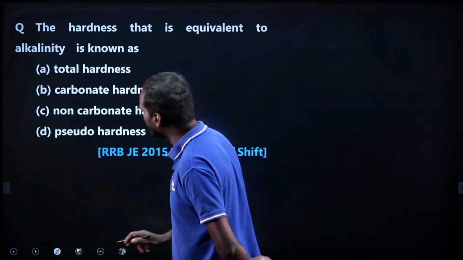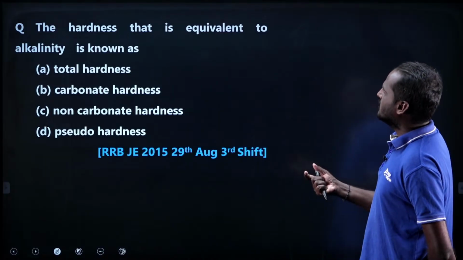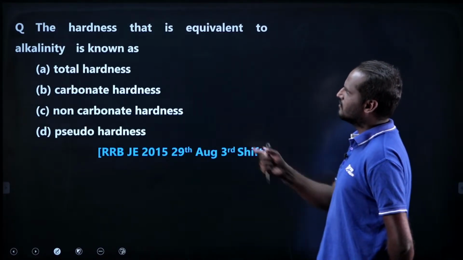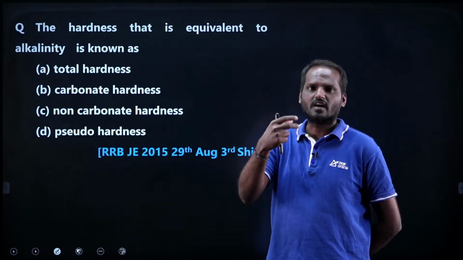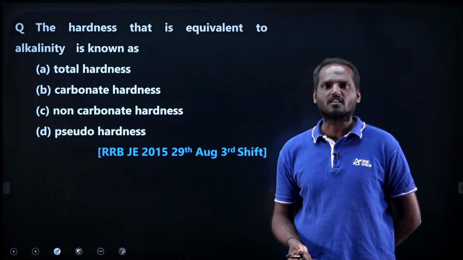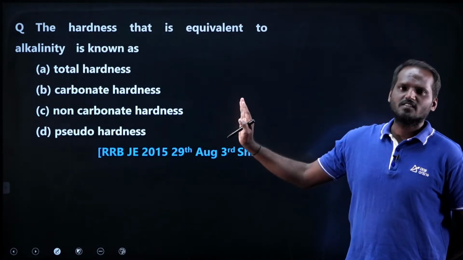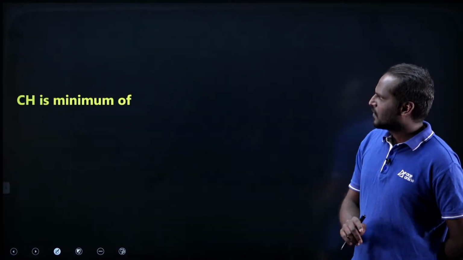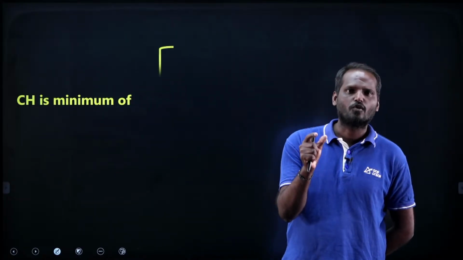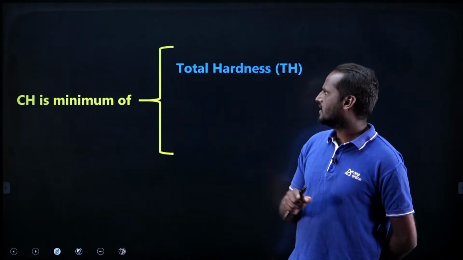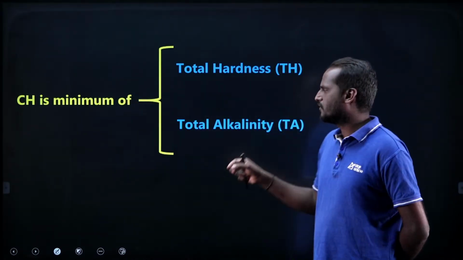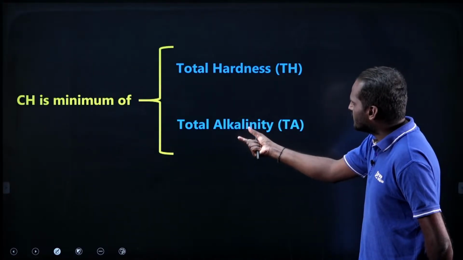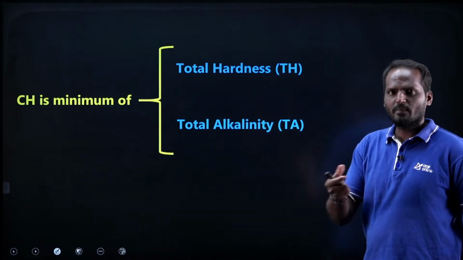Now look at this very interesting question. Sometimes students may confuse here. The question asks, the hardness that is equivalent to alkalinity is known as what? What is that kind of hardness which is equivalent to the alkalinity of water? If you can recall, you can answer this question very easily. What is carbonate hardness? Carbonate hardness is the minimum of total hardness and total alkalinity. Whichever is minimum, that value is equal to the carbonate hardness.